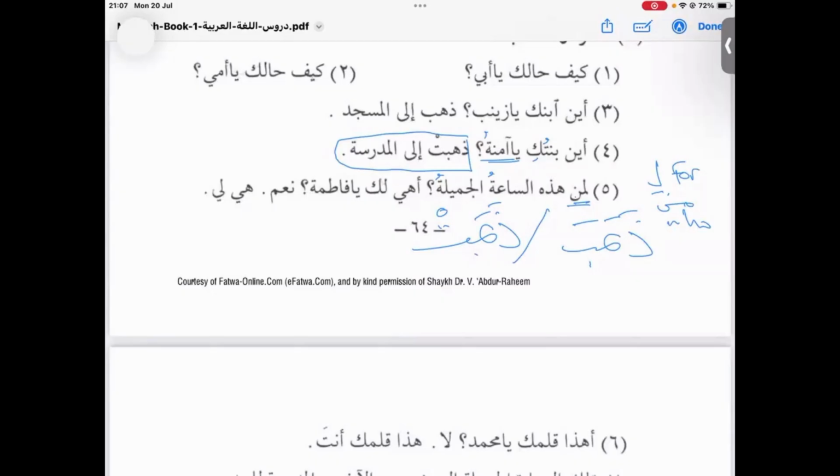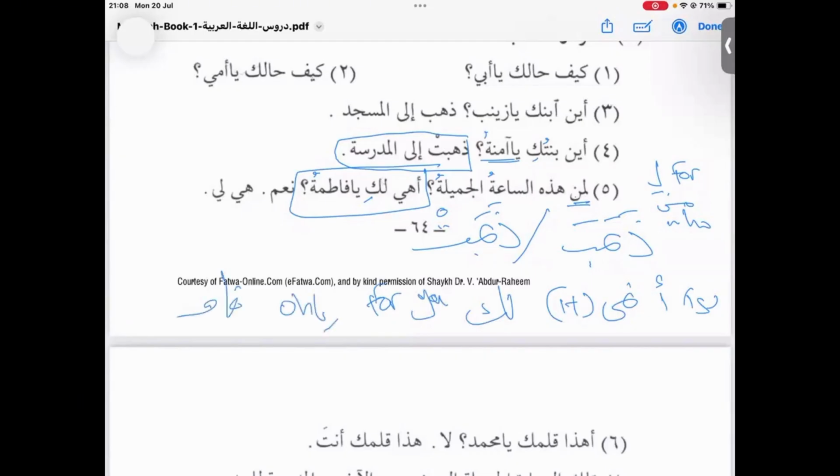Ahiya laki, ya Fatimatu. Who can do that one for us? Liman hadihi as-sa'atu al-jamilatu. Ahiya laki, ya Fatimatu. What does that mean? Just break it word by word. Ahiya: is, hiya, it. Laki: for you. Ya: oh. Fatima. Is it for you, oh Fatima? Does it belong to you, Fatima?